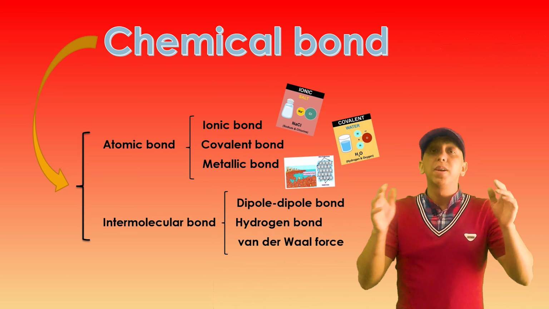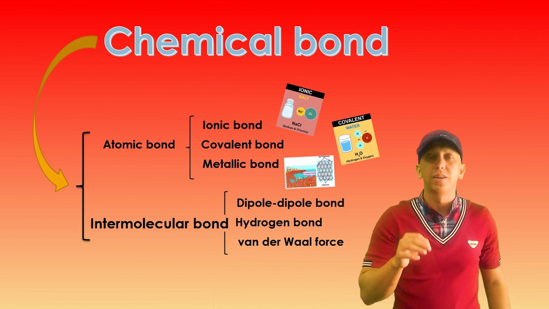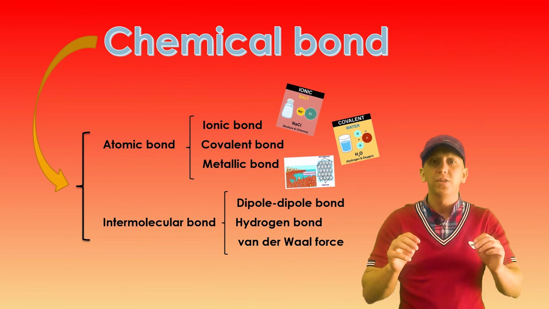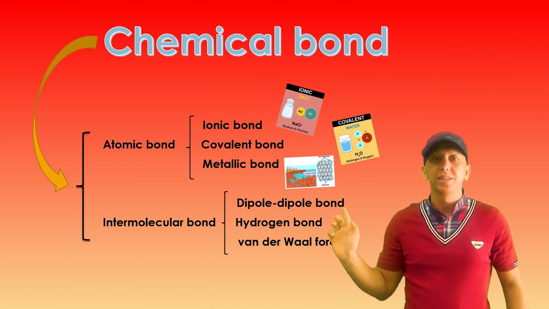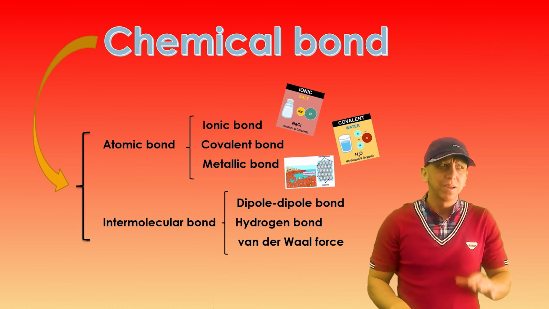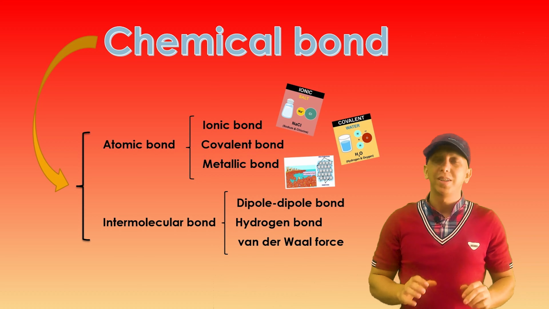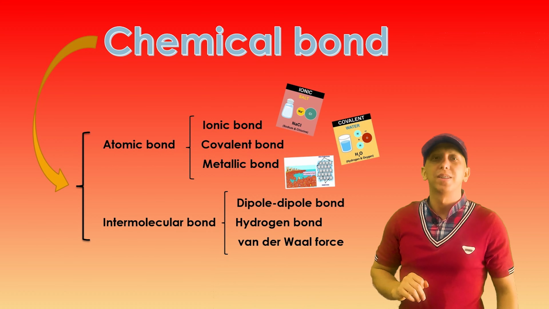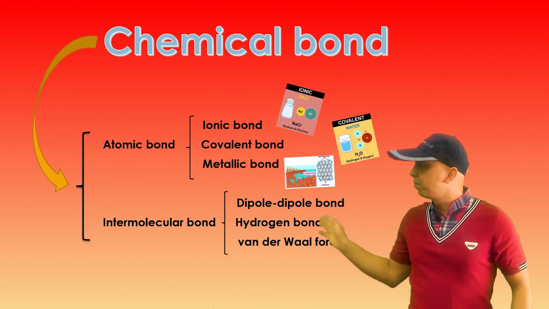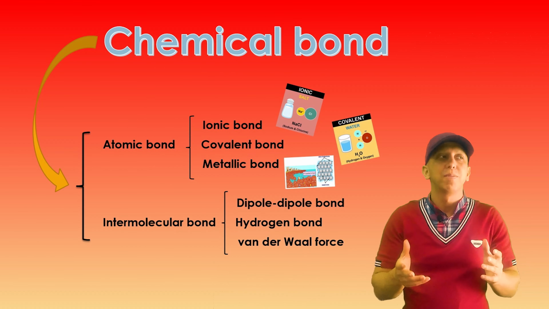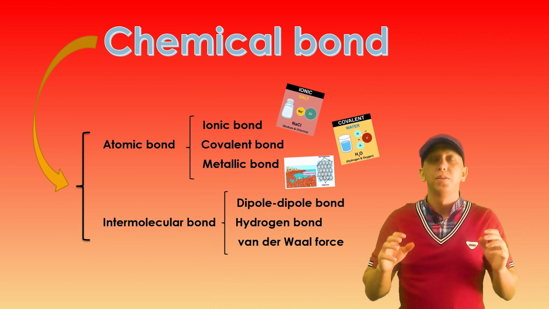As you see, chemical bond divides into two parts: atomic bond and intermolecular bond. Atomic bond individually divides into three parts: ionic bond, covalent bond, and metallic bond. Metallic bond doesn't exist in the high school books, but I give you a brief description about that to know all of the chemical bonds. Then we see the intermolecular bond, and as it's obvious from its name, it's about the attraction between two molecules.